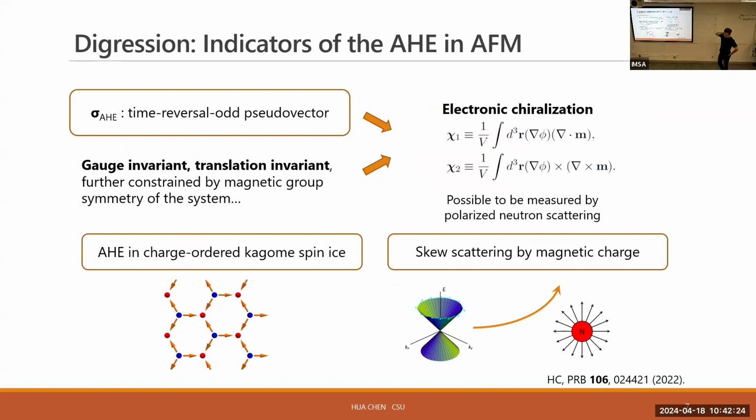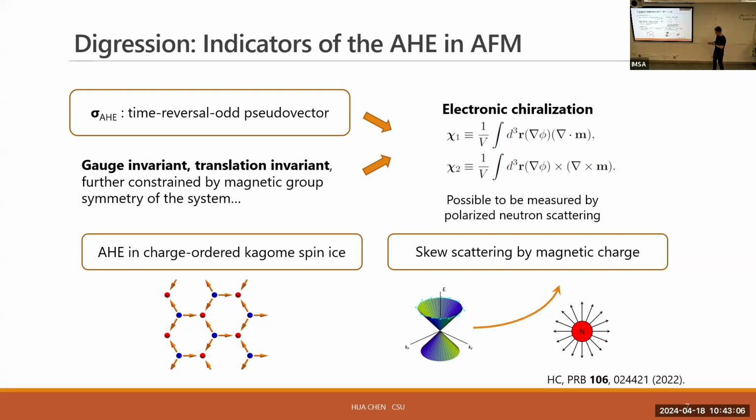Just a digression: if you cannot define a vector that looks like magnetization or magnetic field easily, how do you know if your system has an anomalous Hall effect or not? So this motivated us to construct an indicator of the anomalous Hall effect that is different from magnetization. The idea is that it has to be well behaved in the same way as the total magnetization. It should be translation invariant, it should be gauge invariant, and it should satisfy all magnetic space group symmetries of your system.